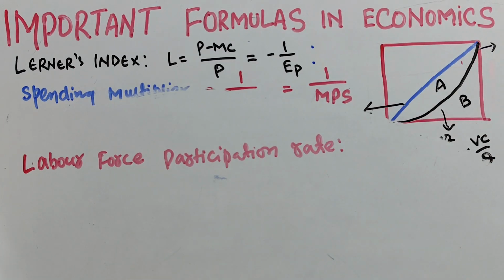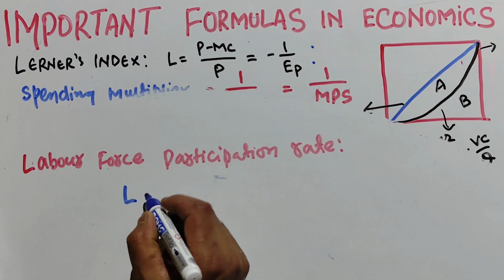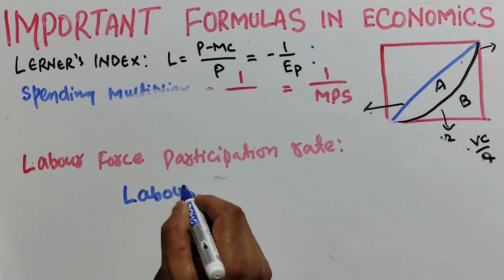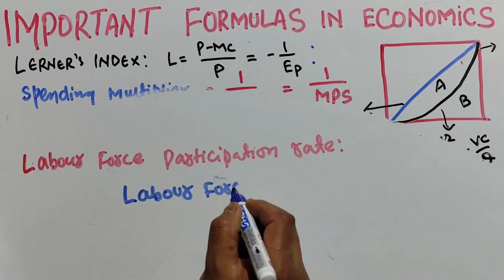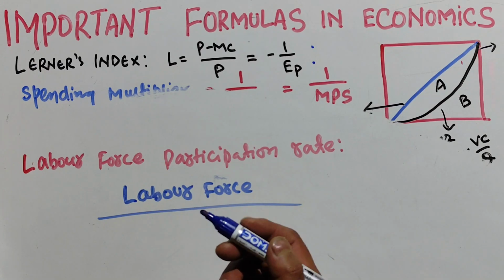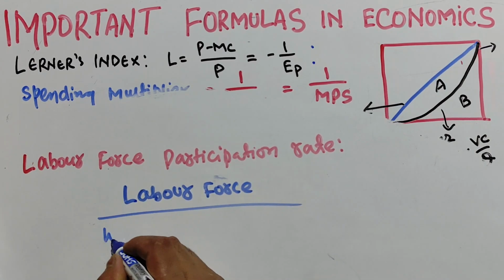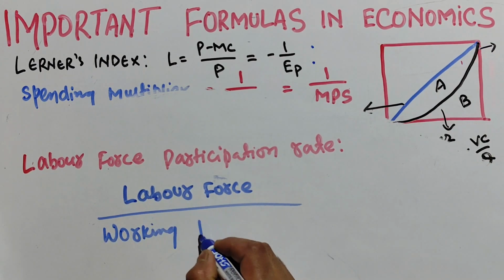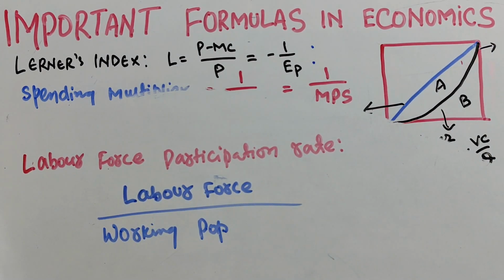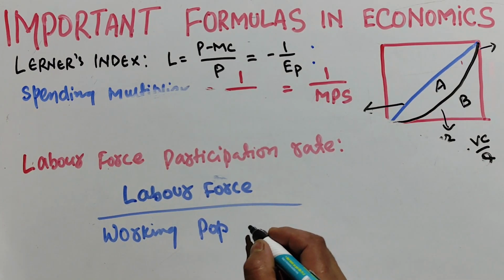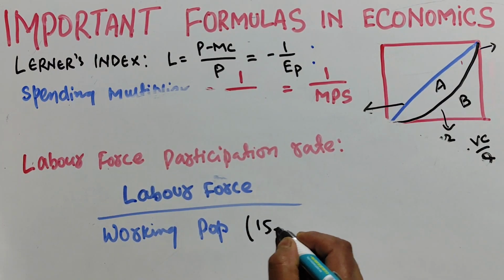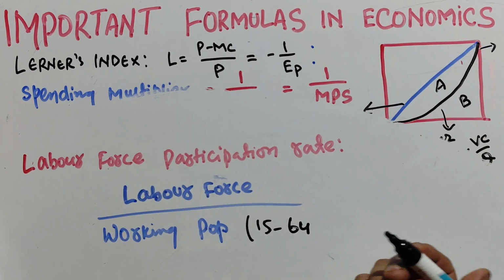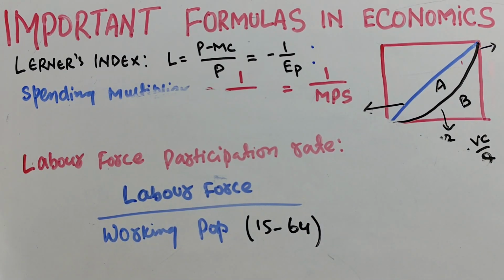Labor force participation rate is equal to the total labor force upon working age population. What is usually the working age population? The age group between 15 and 64 is called the working population.